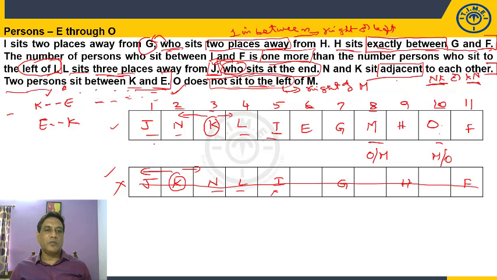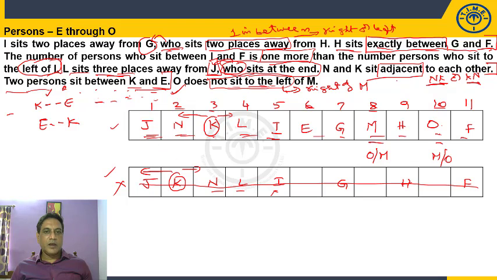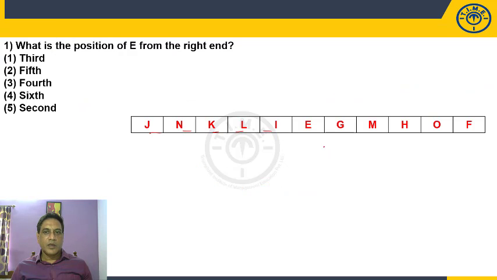So, this is a complete arrangement. J, N, K, L, I, E, G, M, H, O, F. This is the information that we have. So, with this, we will go to answer the questions. Let us check. J, N, K, L, I, then E, G, M, H, O, F. Yes, we got the arrangement. Let us answer the questions.